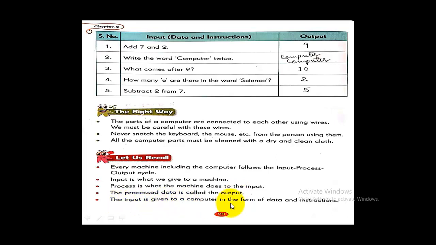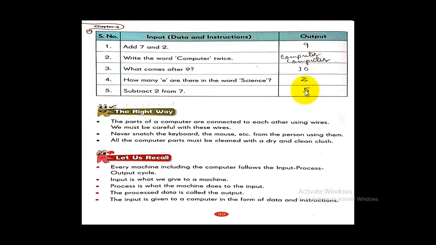Now what the machine does to the input is the process. The processed data is called the output. The input is given to a computer in the form of data and instructions. Now here completes our chapter number 2.